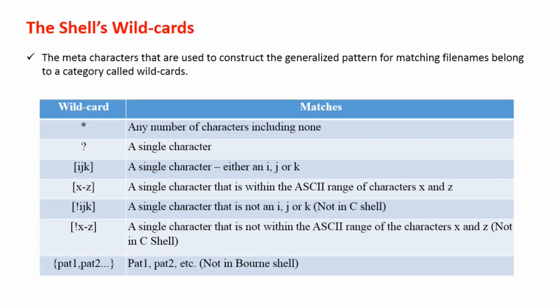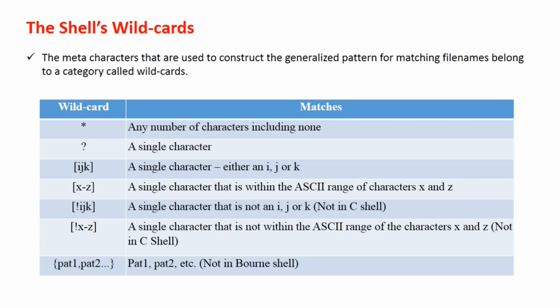Now, in a Unix system there are different shell wildcards available. Let us discuss these wildcards. The first one is a star, for any number of characters including none. Question mark, a single character. Third one, in the square bracket ijk, a single character, either an i, j or k. If you use this wildcard along with the command, it considers only a single character which is within the square bracket, like only i or j or k.